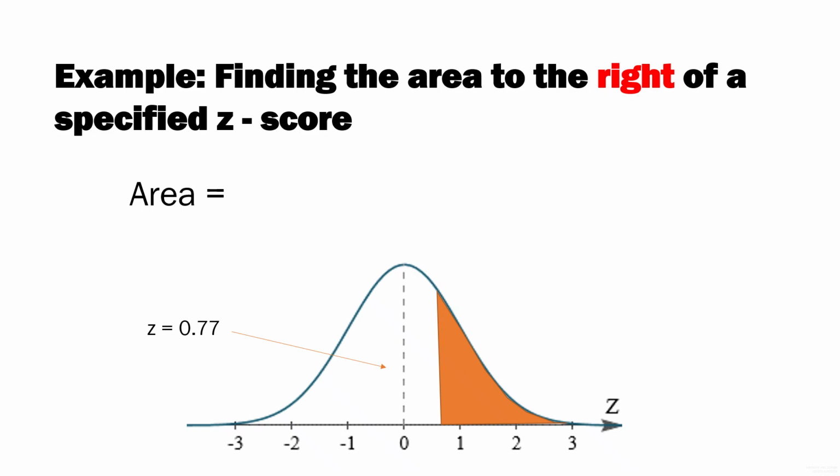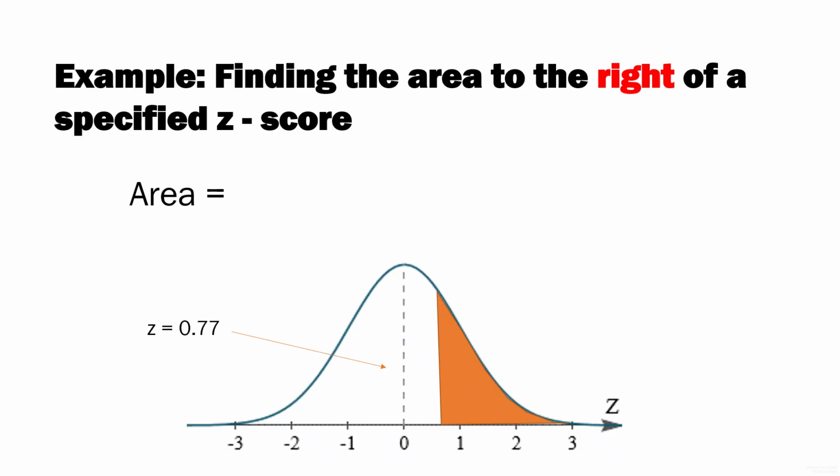Example 2, finding the area to the right of a specified Z score. Because the total area under the standard normal curve is 1, the area to the right of 0.77 will equal 1 minus the area to the left of 0.77. If you have your table 2, make sure you pull it out.